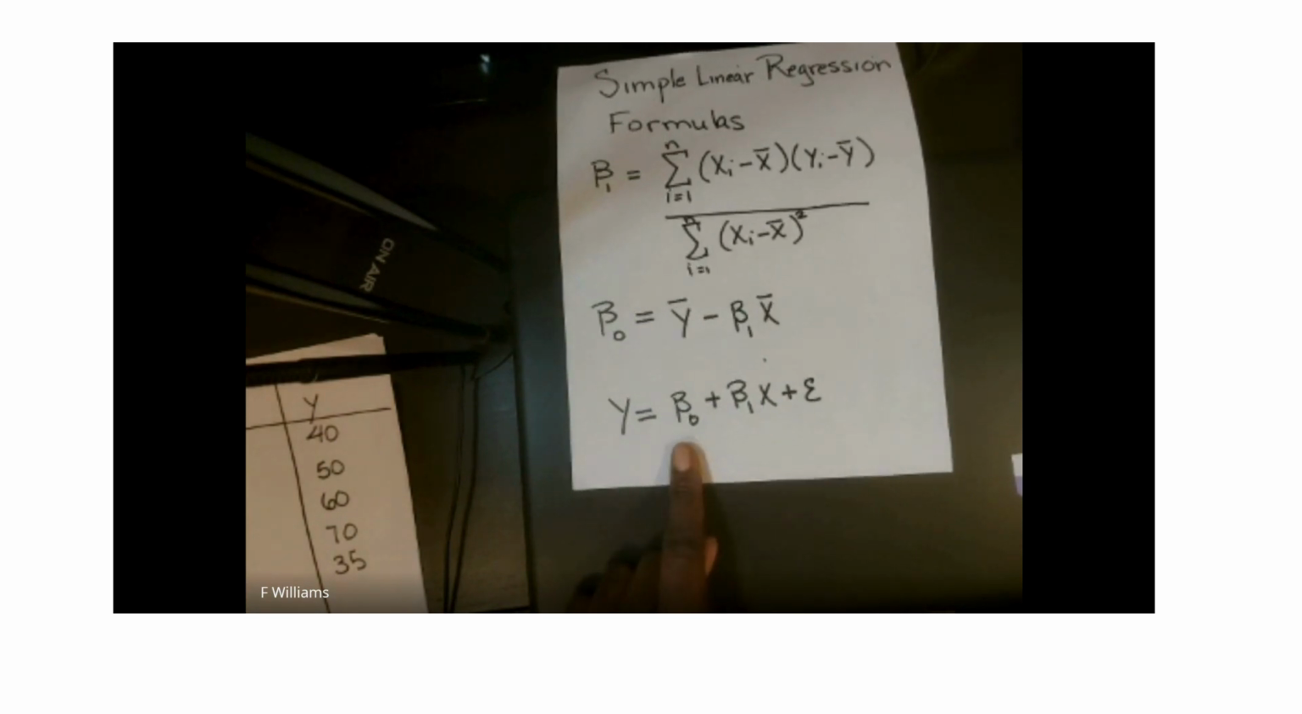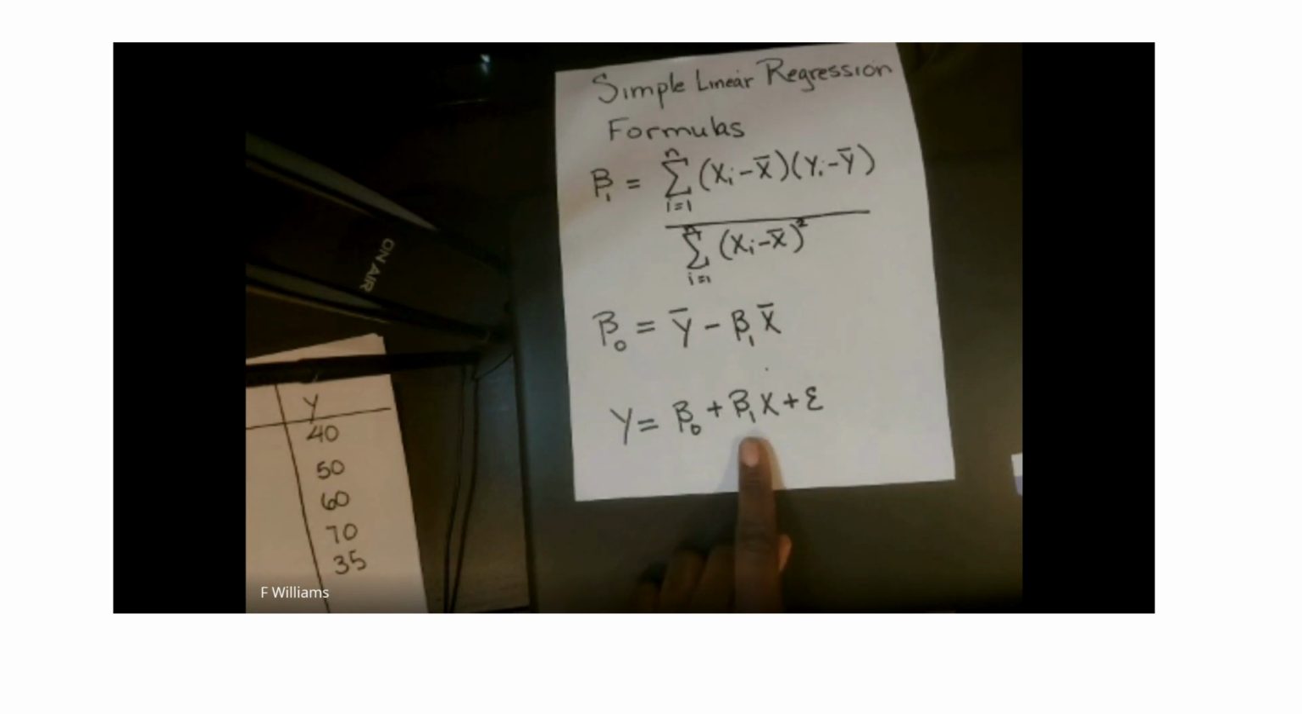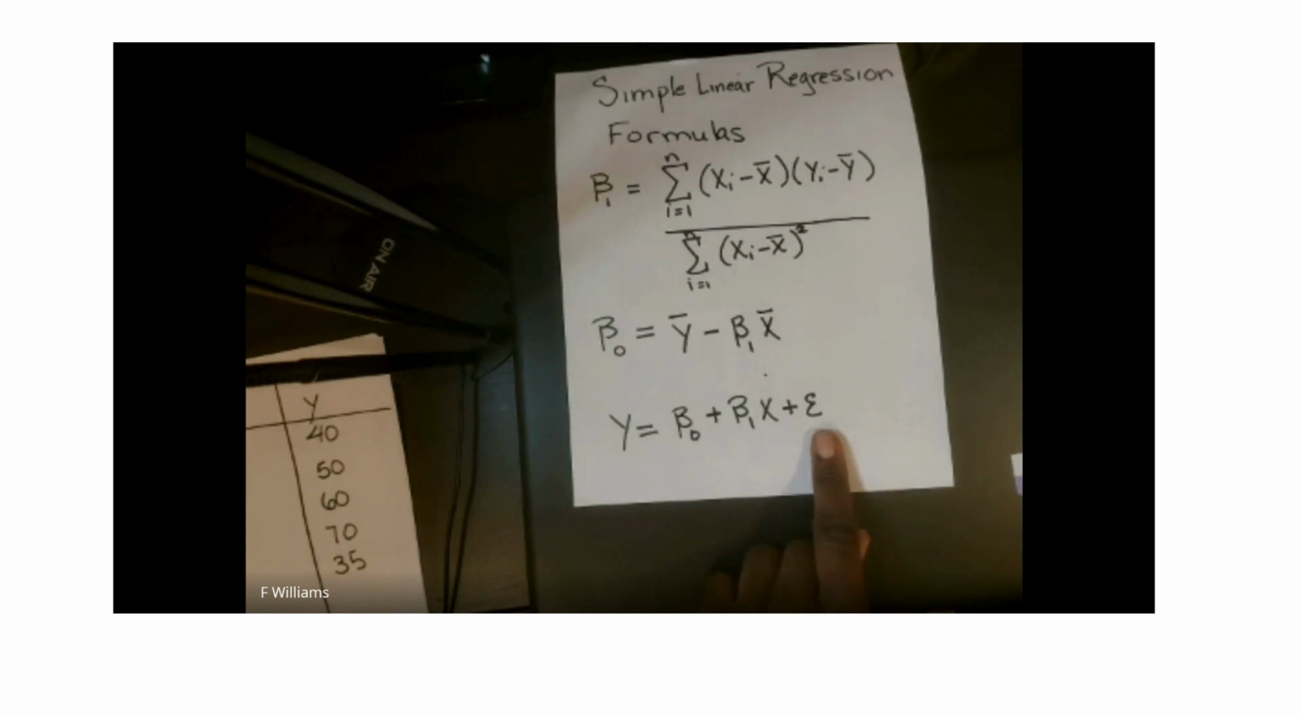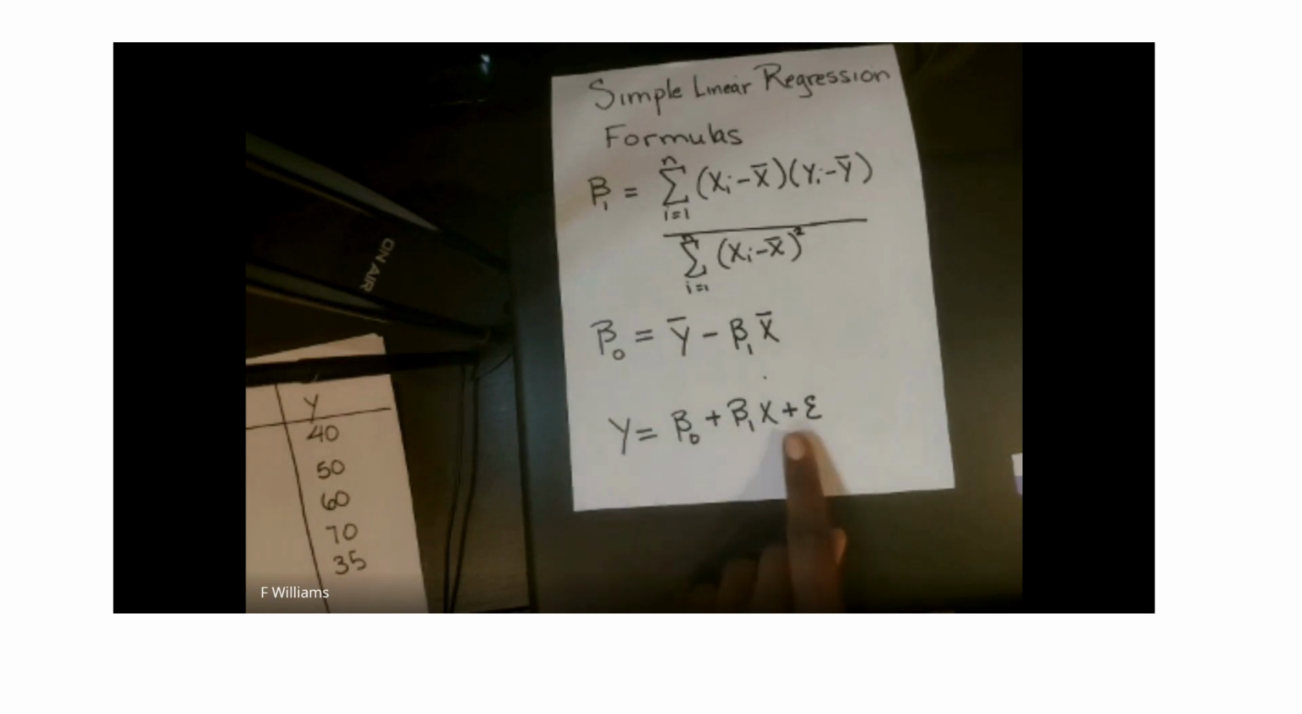Beta 0 again is the intercept term or the constant. Beta 1 is the slope or the weight that's being multiplied by the input variable. And this little epsilon is a small error term that's added to the predictive equation for the simple linear regression formula.